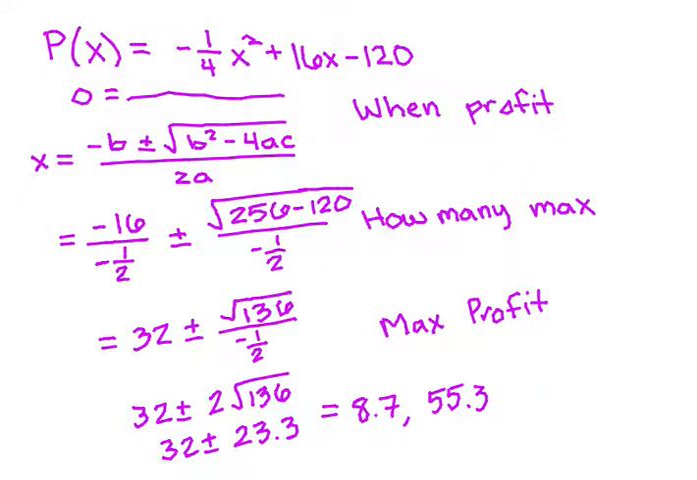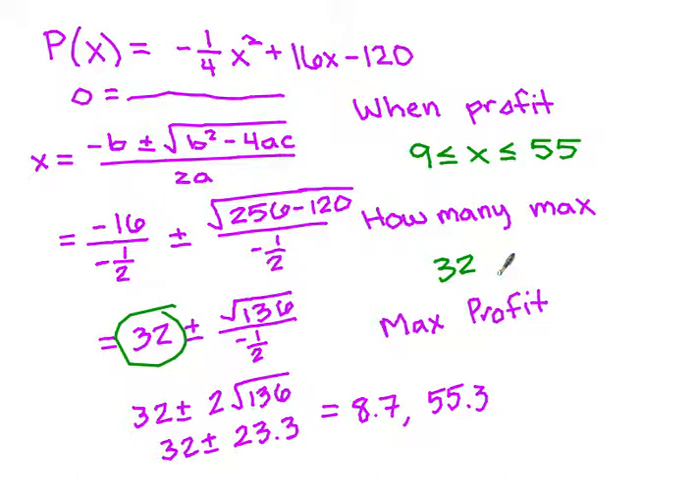So how many things do I need to make a profit? So I'm going to the nearest actual units sold. How many do I need to make a profit? 9. Okay? But no more than 55. So we are profitable between 9 and 55. How many should I make to maximize my profit? 32. That's where this vertex comes in. That's a nice piece, that negative b over 2a. So I should make 32 to maximize profit.